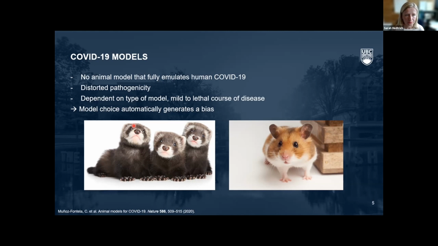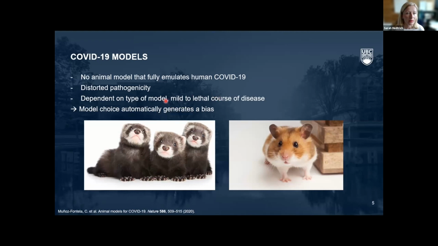Mice in general are not susceptible to SARS-CoV-2 virus, but after genetic manipulation, rodents can also be used as COVID-19 model. But what is often observed, or in some cases observed in mice, for example, is a distorted pathogenicity, which means that mice develop an encephalitis, which as such is not observed in human COVID-19. And in fact, this is also a pathogenicity that has been previously reported for SARS and MERS, so other coronaviruses as well.